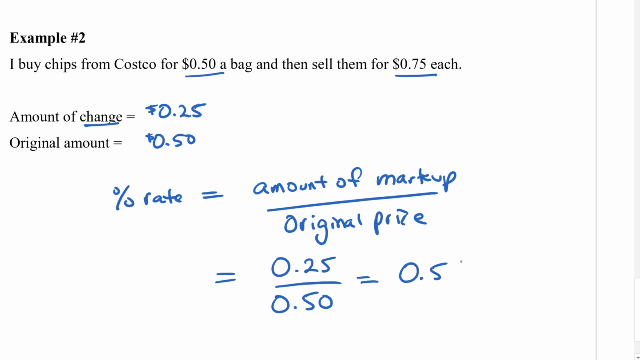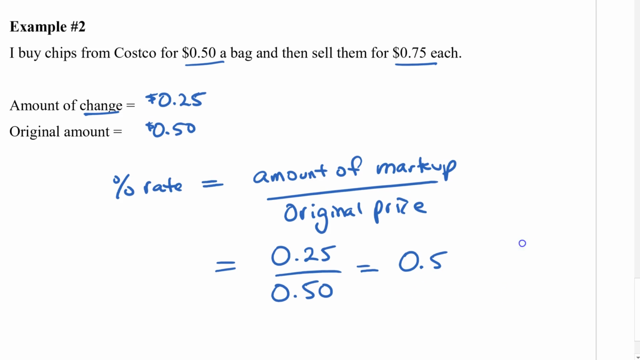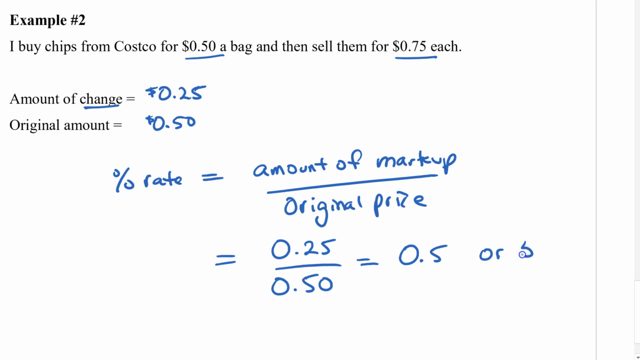Now, we want to write this as a percentage. So remember what our last step is, we want to multiply that by 100 to convert that into a percentage. So I'm going to say or 50%. Because when I move it over two places, 1, 2, I have to add that 0 in there. So I'm going to get 50%, and that is my final answer.